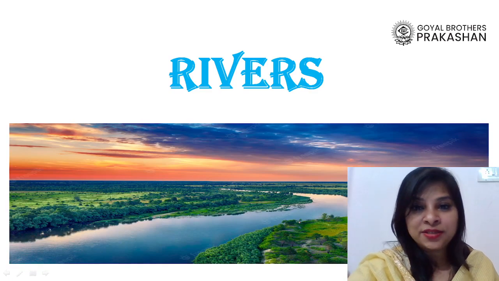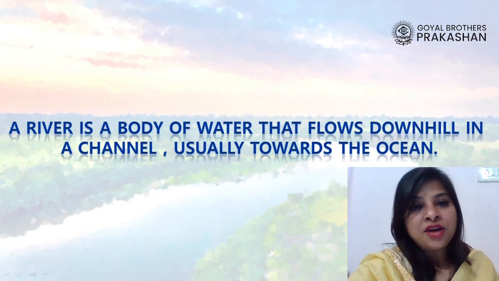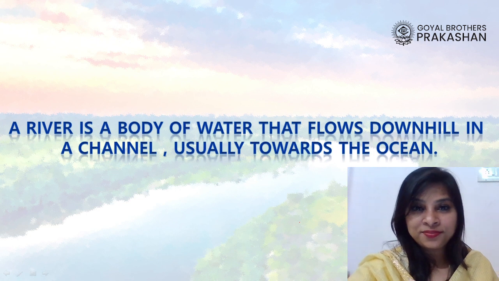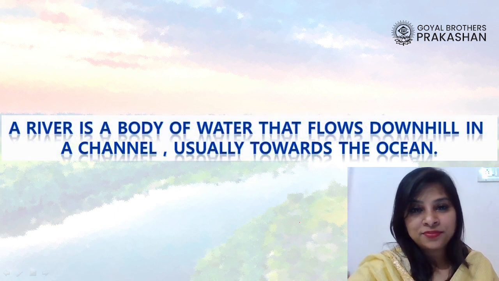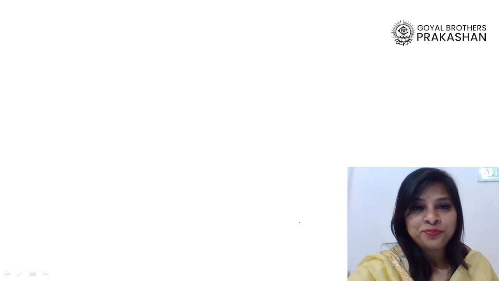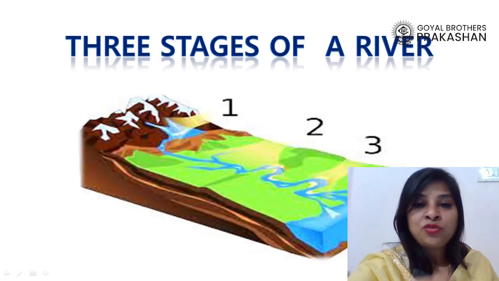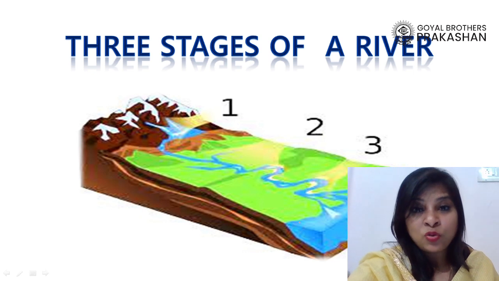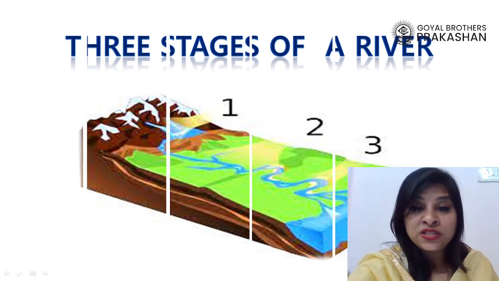Now rivers. A river is a body of water that flows downhill in a channel, usually towards the ocean. We all know what a river is, so I'm just giving you a definition for river. Now, 3 stages of a river. A river has stages like upper course, middle course and lower course. So 3 stages are there.